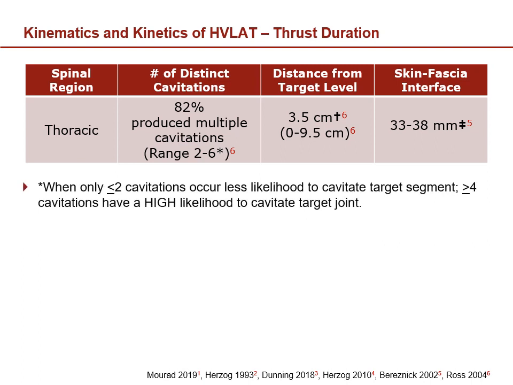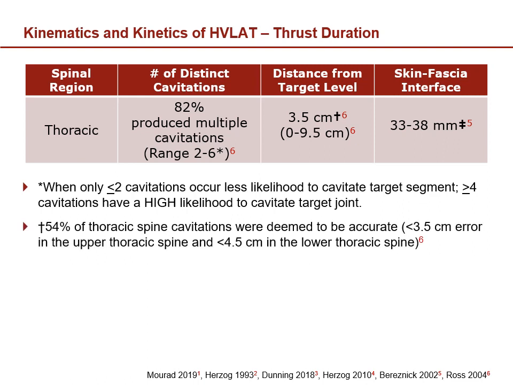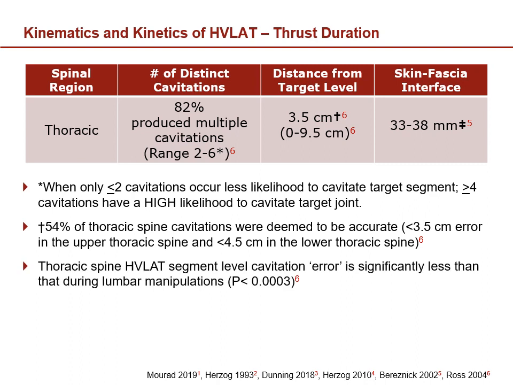So 54% of thoracic spine cavitations were deemed to be accurate, less than that 3.5 centimeter error in the upper thoracic spine, and less than 4.5 centimeters in the lower thoracic spine. When only 2 cavitations occur, there's less likelihood to cavitate the target segment. Greater than or equal to 4 cavitations have a high likelihood of actually cavitating the target segment. Thus, it's more advantageous to have more cavitations.